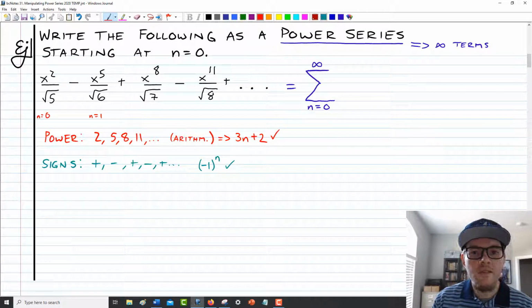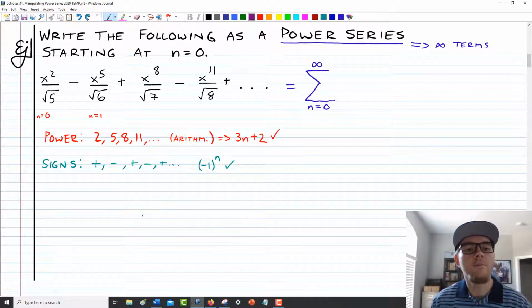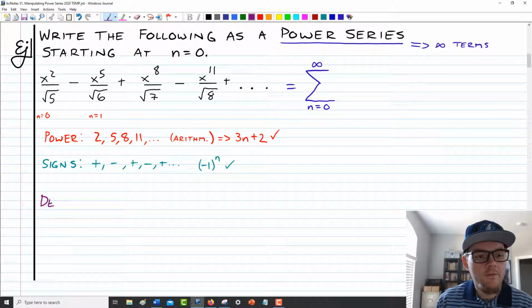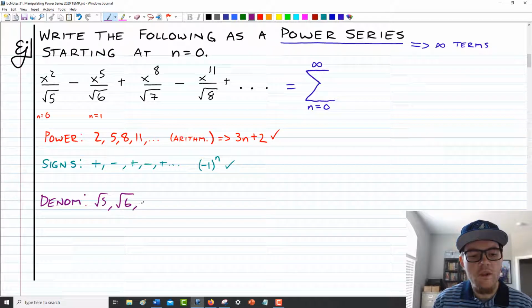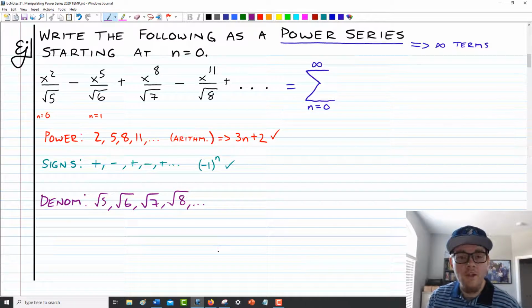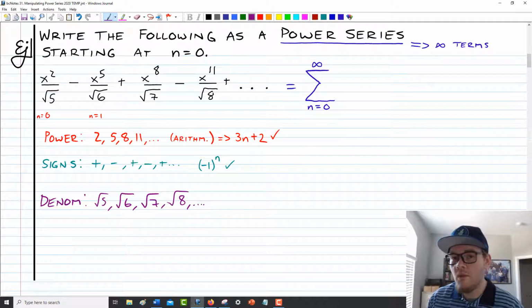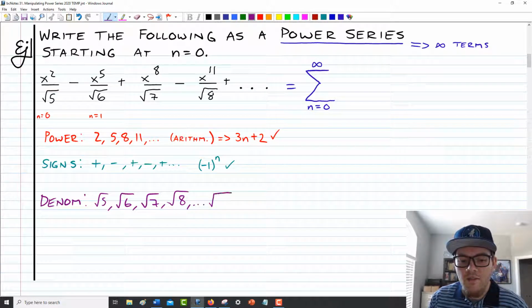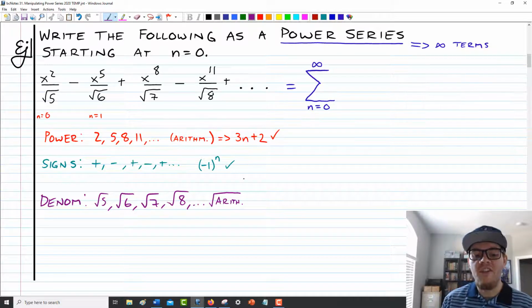Last but not least, let's go with this plum color. So we'll look at the denominator. In our denominator, we have root 5, root 6, root 7, root 8. Now, interestingly enough, this is not an arithmetic pattern. It's not a geometric pattern. In fact, it doesn't fit any of those descriptions. But the interesting thing is if you ignore the square root for a second, you'll notice that underneath we do in fact have an arithmetic pattern. We're going 5, 6, 7, 8.